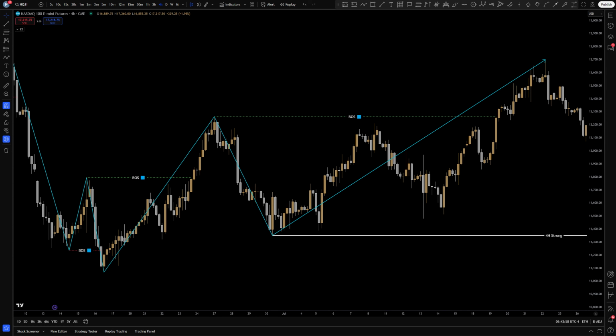Okay, so in the last video, we looked at how we can track external structure and draw it on a chart in a fairly mechanical way. In this video, I'm going to show you another mechanical method that you can use to map internal and, to an extent, microstructure as well.